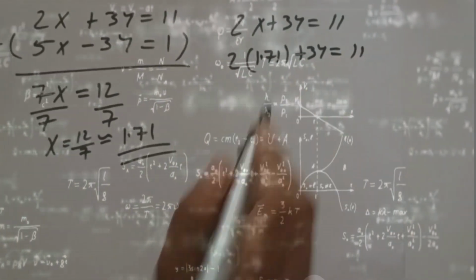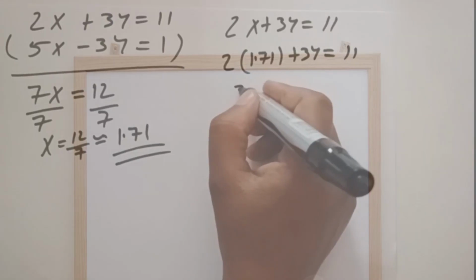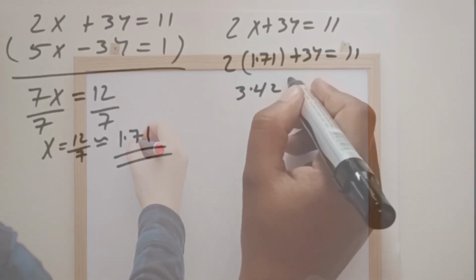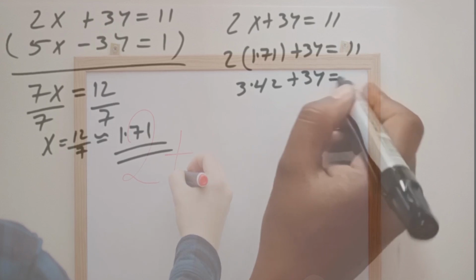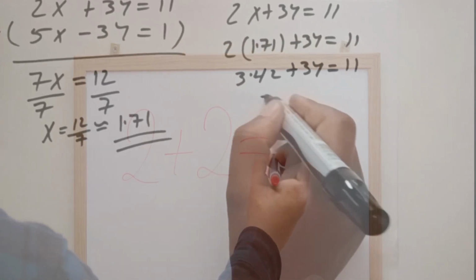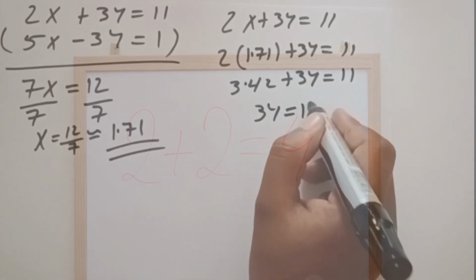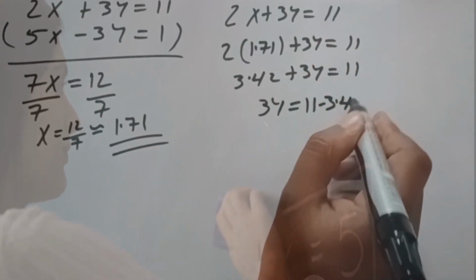We found x, but what about y? Well, that's where our second magic trick comes in. We're going to make x disappear this time. We substitute the value of x that we found into either one of our original equations. Let's substitute it into the first equation.